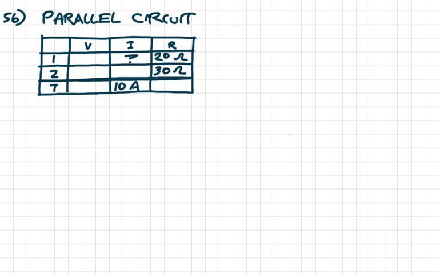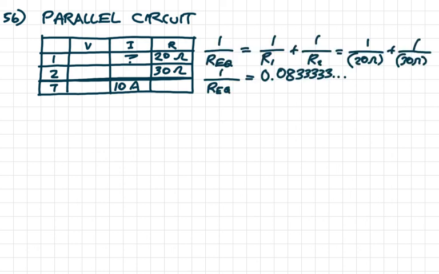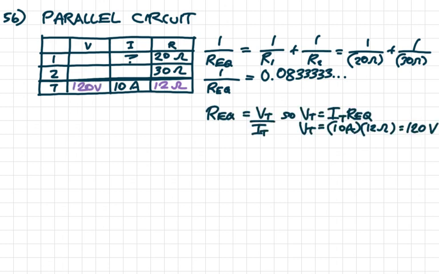So based on the info they give me, I can only do one thing, and that's find the equivalent resistance. So let's do that. Our equivalent is 0.083, etc. So our equivalent ends up being 12 ohms. Well, that still doesn't get me the current for the first branch. And again, there's only one thing I can do here, and that's to find the total voltage. Using the total current and the equivalent resistance, I can get total voltage. So we discover that the total voltage is 120 volts. Now, if you know one voltage, you know all of them in the parallel circuit.